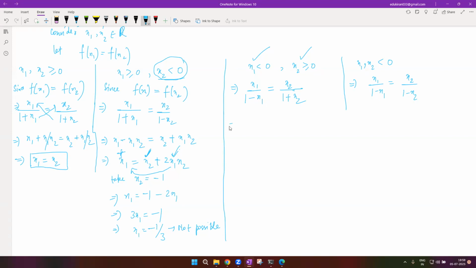Now let's come to this part. This also becomes x1 plus x1 x2 is equals to x2 minus x1 x2. If you solve this, now you know x1 is negative and x2 is positive. So if you use the same logic as you did in the second part, you can take any value of x2. Let's take x2 some positive number. We can only take this as a positive number. So take x2 as 1.